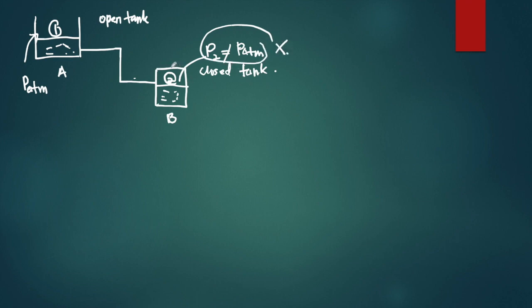Since we have a closed tank, the pressure inside of this tank is not the same as the pressure outside of the tank. Maybe the pressure outside of the tank is P atm. Therefore, you cannot make the assumption that the pressure inside this tank is equal to P atm. No. If it is an open tank, then you can assume that pressure 1 is equal to P atm. But now, here we have a different situation where we have a closed tank. Then the pressure inside of this tank is not the same as P atm. Therefore, P2 is not the same as P atm. So it will remain as P2. Okay?